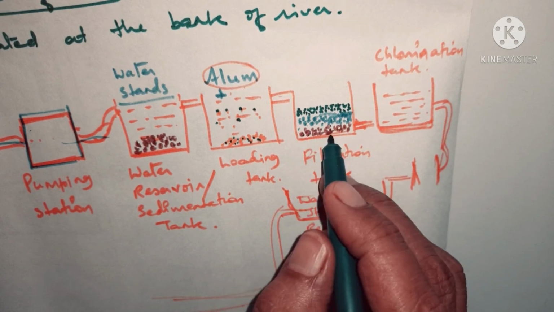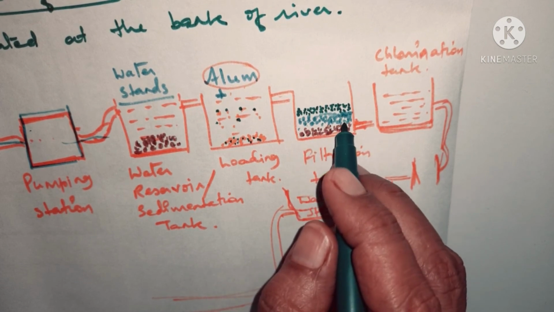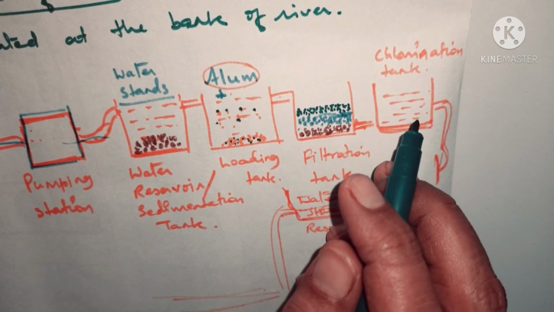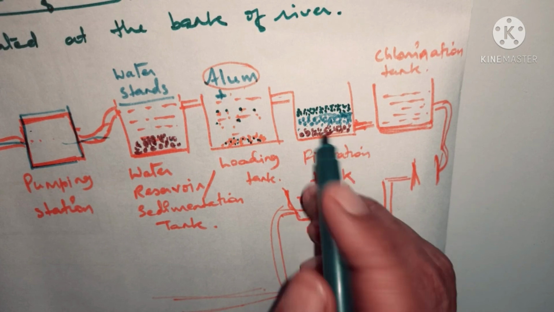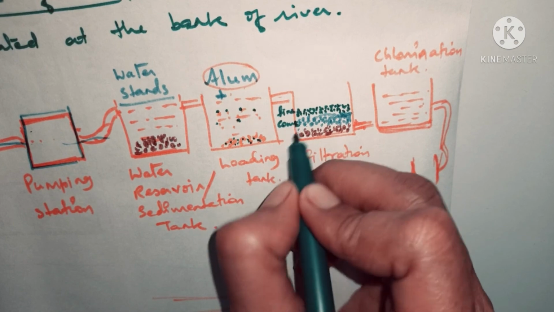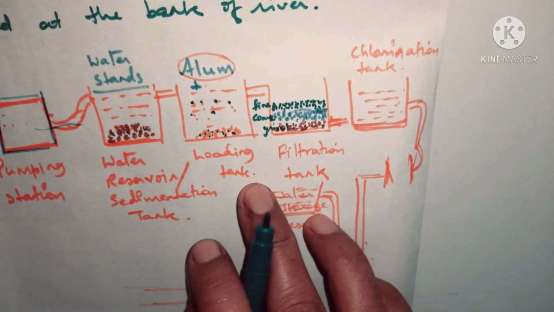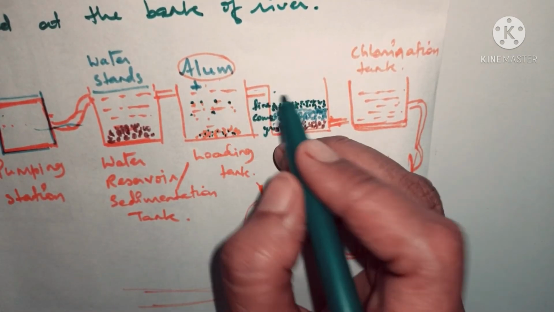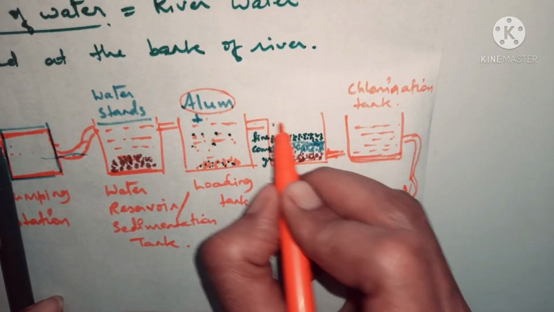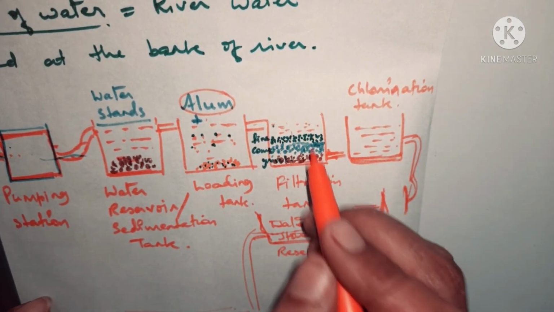In this tank the very first layer, the bottom layer, is of gravel. In the middle you have coarse sand, and at the top you have fine sand particles. You can write here: this is fine sand, this is coarse sand, and this is gravel. So at the very bottom you get gravel. When the water passes through this tank, it has to pass through all three layers.